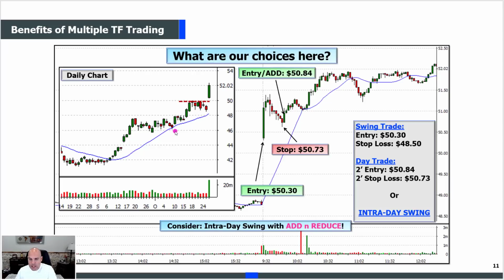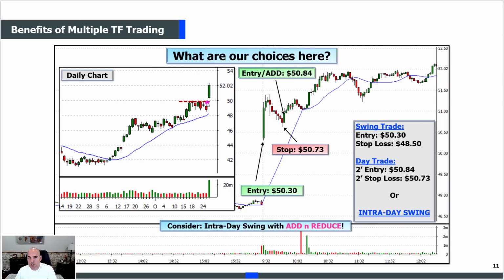48 entry, 46 stop loss, $2 stop loss, $500 risk, 250 shares. $50 comes along, it gaps up. You're going to add at 50.25. You're going to add a full lot. You're going to have 250 more shares. Now you have 500 shares. Cost average is going to be roughly 49, like 49.07. Okay? Your stop loss is 49. It's a free trade. Think about it. Twice as many shares. 500 instead of 250.